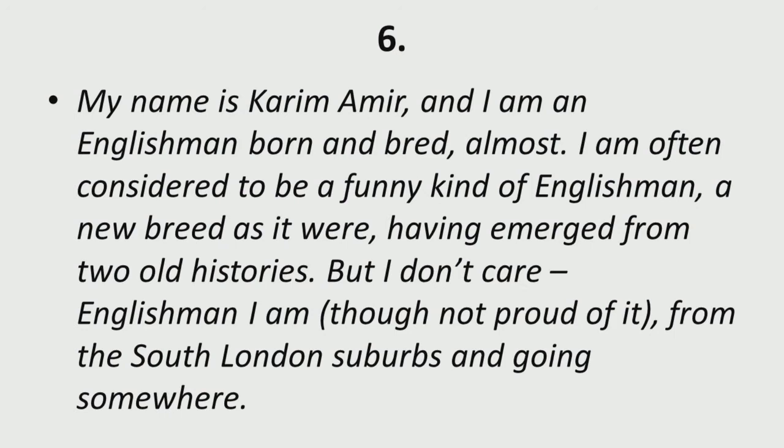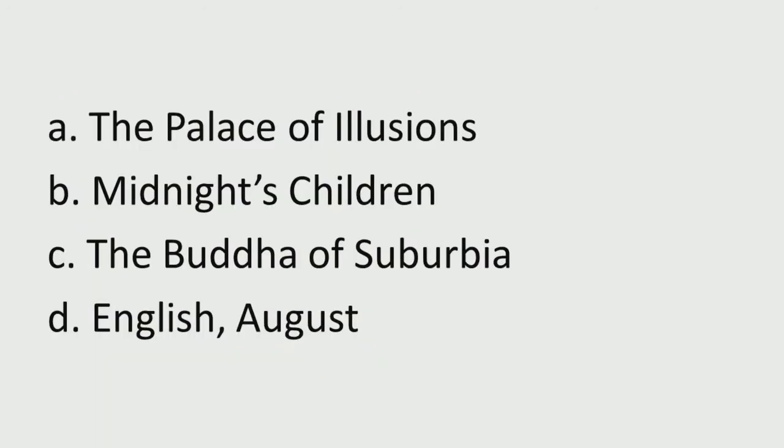Number 6. My name is Karim Amir and I am an Englishman born and bred almost. I am often considered to be a funny kind of Englishman, a new breed as it were, having emerged from two old histories. But I don't care. Englishman I am, though not proud of it, from the South London suburbs and going somewhere. A. The Palace of Illusions. B. Midnight's Children. C. The Buddha of Suburbia. D. English August. So, which work is this passage from?